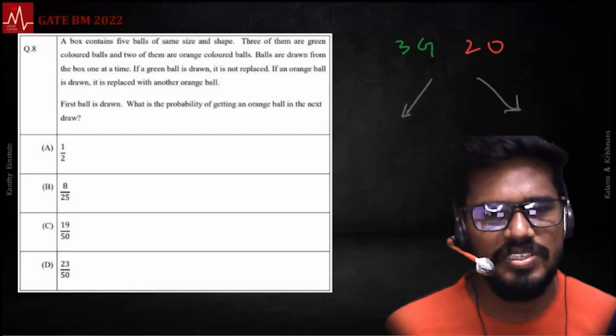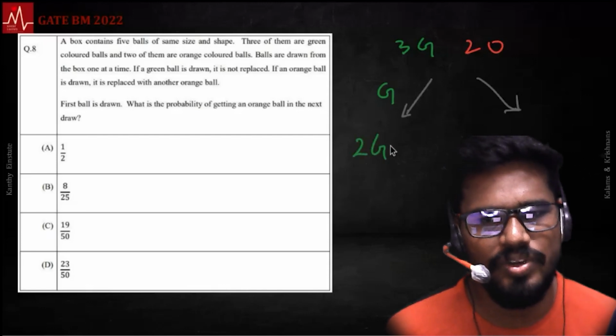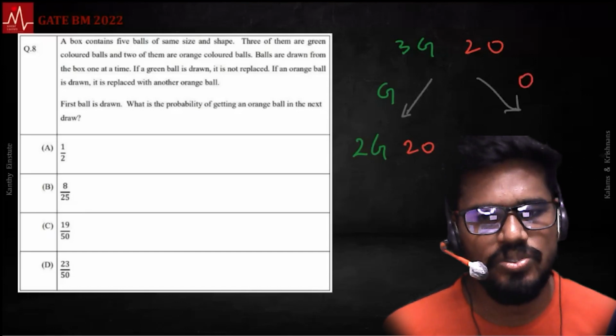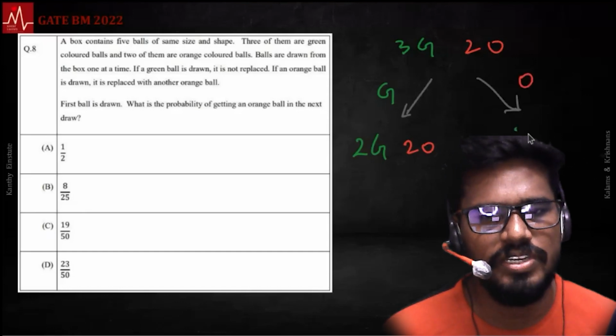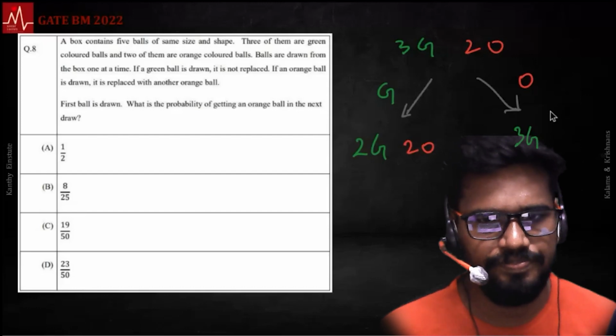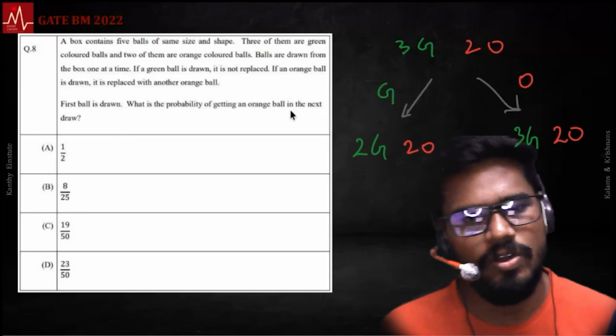So in this case, if you got a green ball, it is not replaced, so what will be left is 2 green, 2 orange. If an orange ball is picked, it is replaced, so we'll have 3 green, 2 orange. What is the probability of getting an orange ball at the next draw?